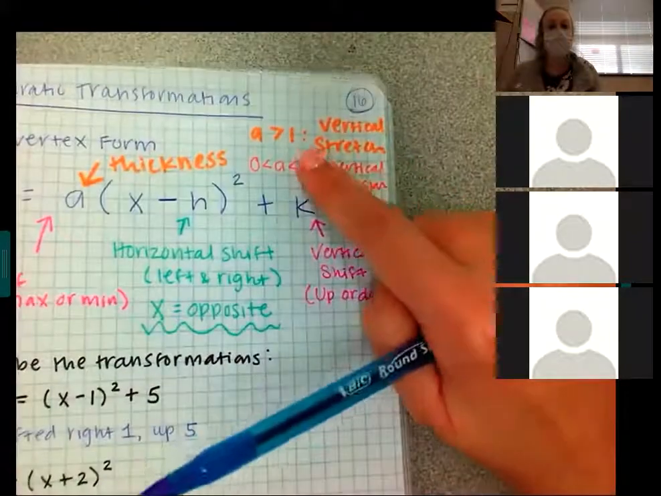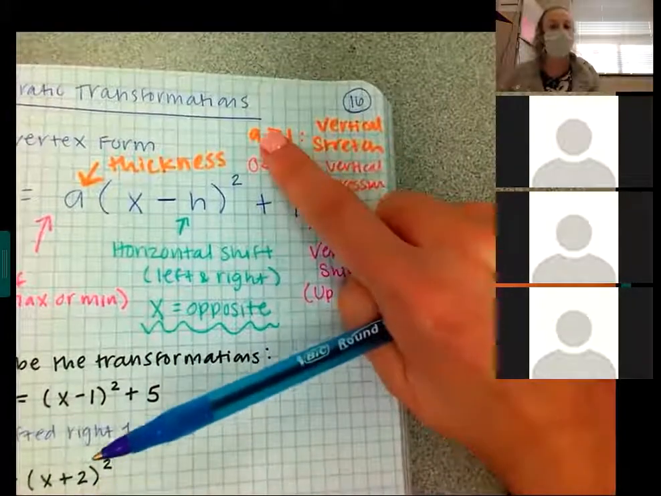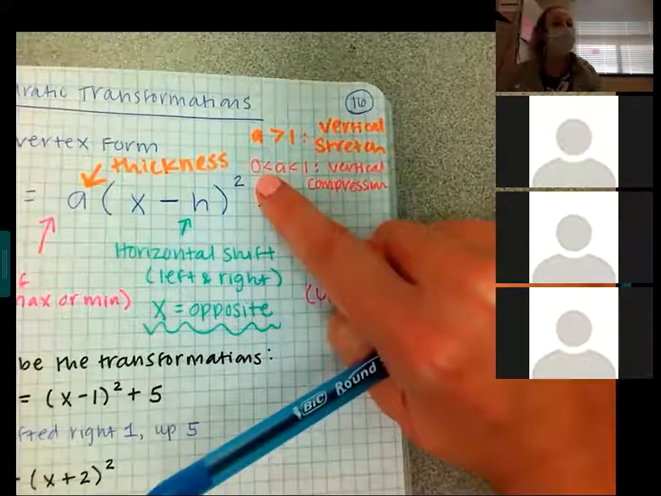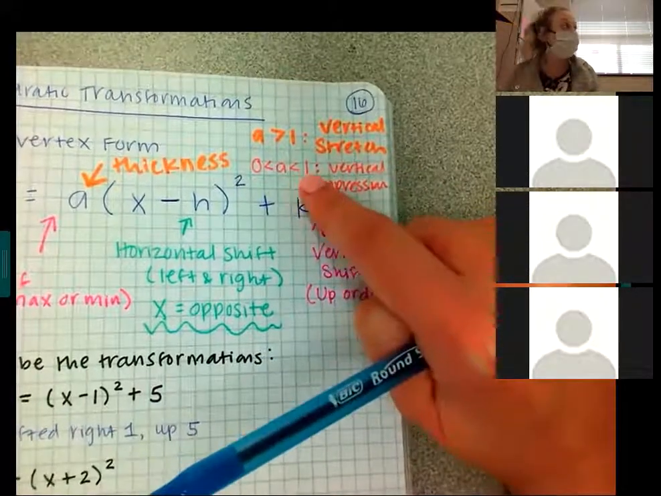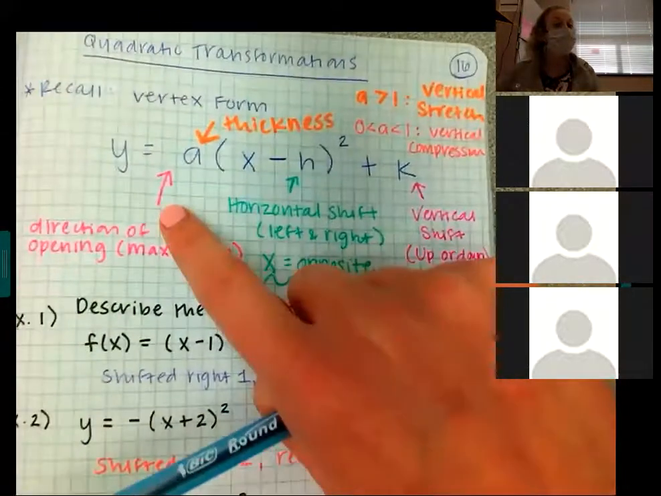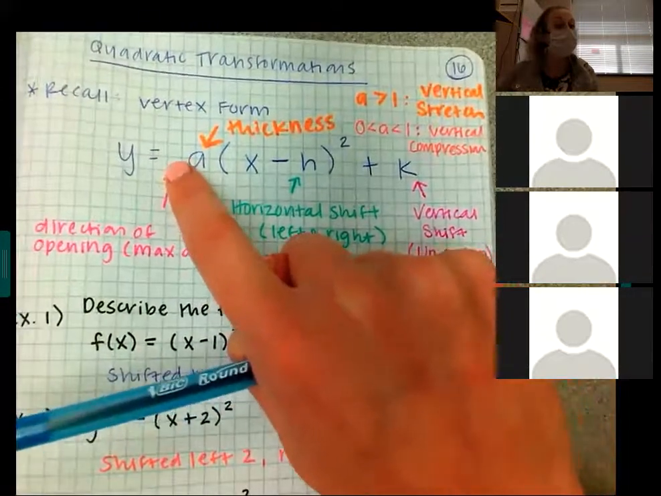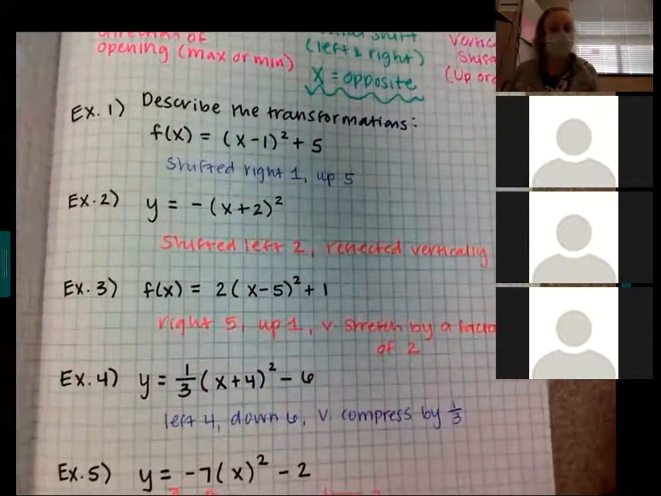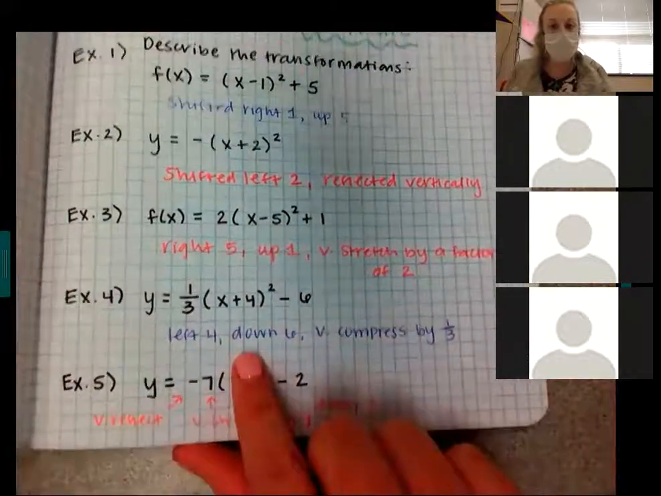So notice up here in the notes how I didn't even say anything about a negative. You just look at the number. If the number is bigger than 1, it's a stretch. If the number is a fraction between 0 and 1, it's a compression. The sign out front is what will tell you the direction of the opening. Okay. Does that help? Yeah. Awesome.